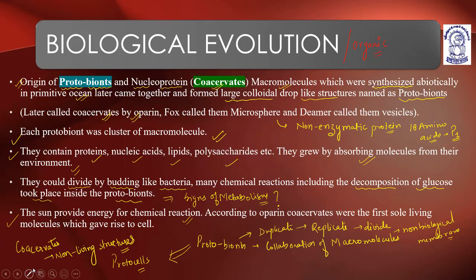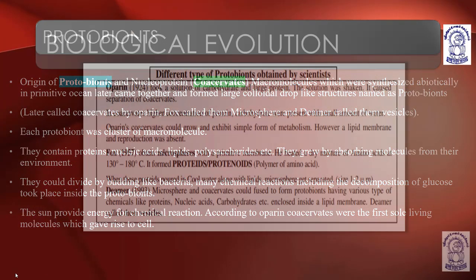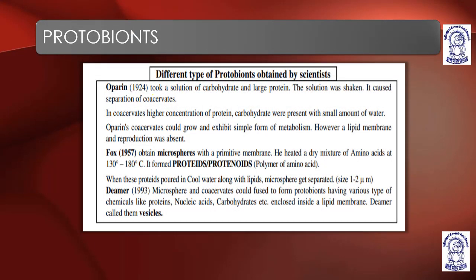Now, I am going to discuss different types of protobionts obtained by scientists. Oparin in 1924 took a solution of carbohydrate and large protein. The solution was shaken. It caused separation of coacervates. In the coacervates, a higher concentration of protein and carbohydrate was present with a small amount of water. So basically, a coacervate is just a collection of macromolecules, especially proteins, carbohydrates, and some amount of water.